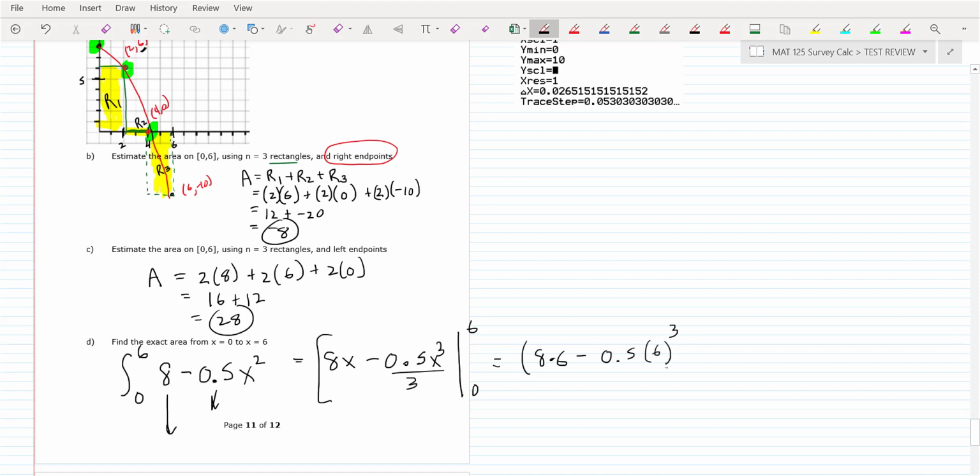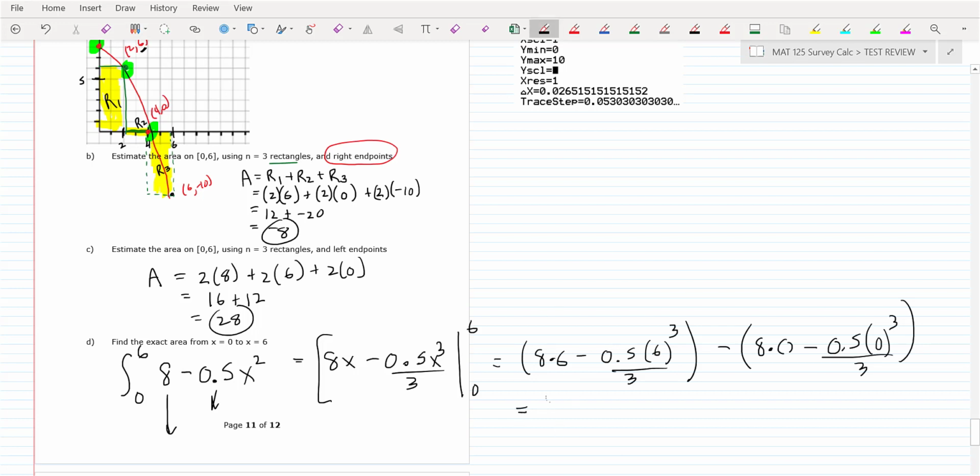6 to the third. You'll be able to use your calculator. And then you got the 0 thing, which kind of helps speed up the process. You'd have 8 times 0, 0.5 times 0 to the third. And then all over 3 like that. And then that's what you'd work out. And you can do that all on your calculator.